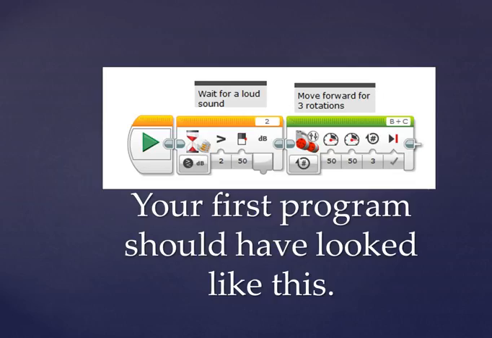Your first program should have looked like this. You used the wait block to tell it to wait for a loud sound greater than, we're using a threshold of 50 here. And when it hears a loud sound, then it moves forward for 3 rotations. And that worked.